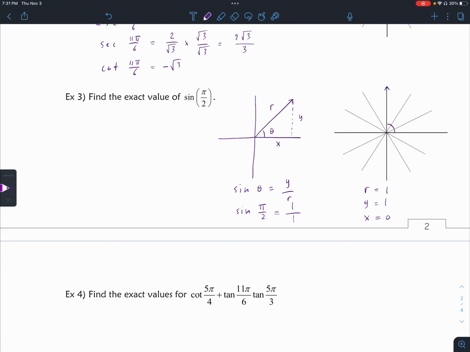Okay, since this is a unit circle, that means that sine of pi over 2 is just equal to 1. And you might remember that from grade 11, that sine of 90 is equal to 1.